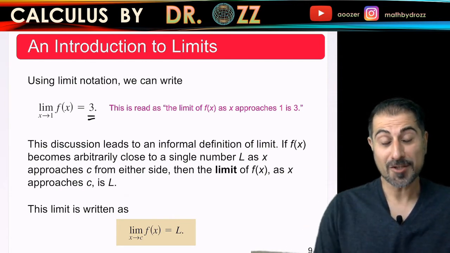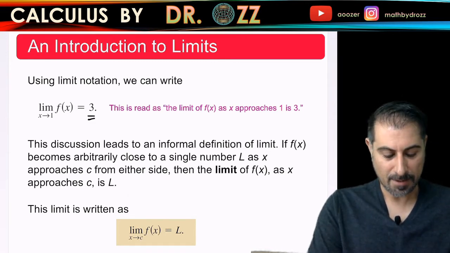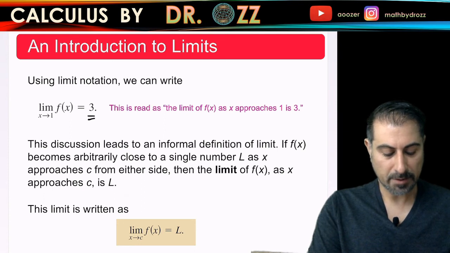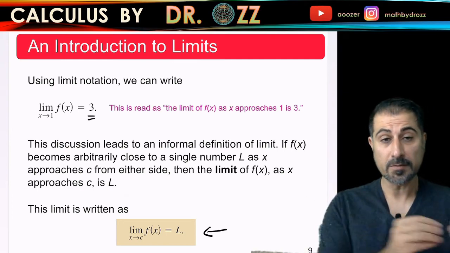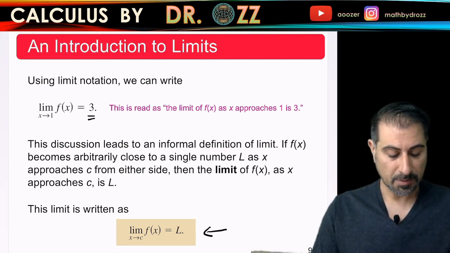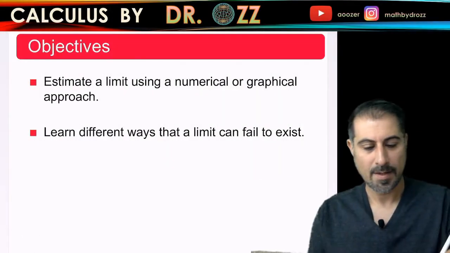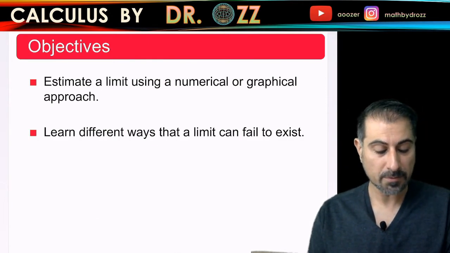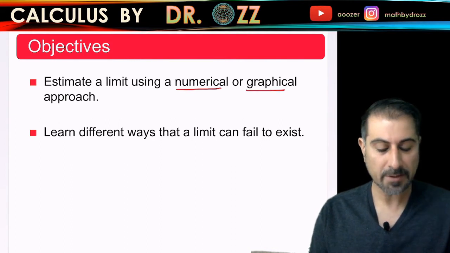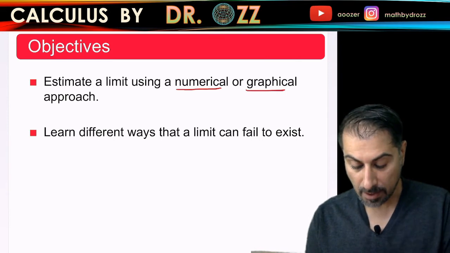And this limit notation is all over calculus, so it's better to get used to it. And we say the limit of the function as x approaches c, from either side, by the way, either from the left or right, is supposed to be equal to L. That's what this definition says. And recall that in the very first learning objective, we were supposed to use a numerical or graphical approach to estimate a limit. That's exactly what we're doing so far.